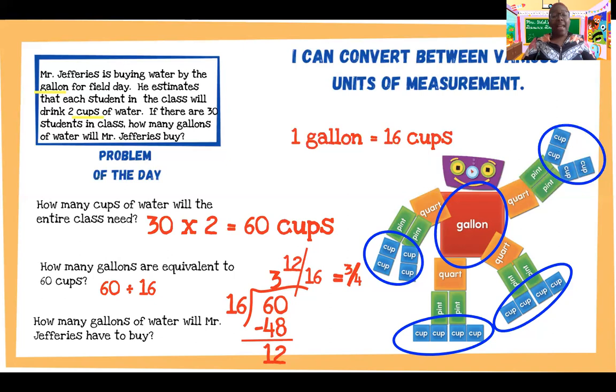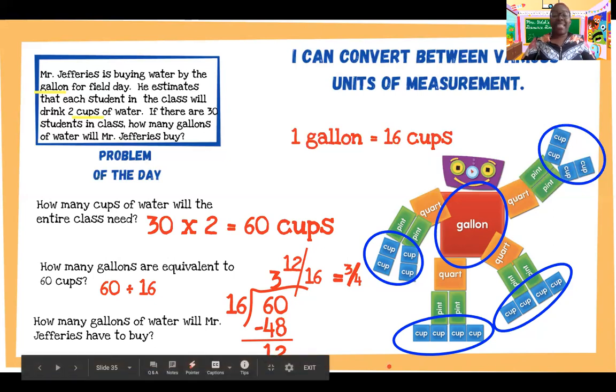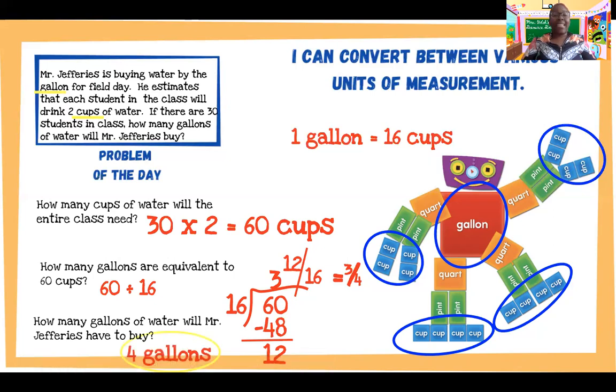No, he cannot. And so we're going to do some rounding here. Which direction do you think we need to round if we want to make sure we have enough water for the entire class? That's right, we'd have to round up. So where would we round 3 and 3/4 to? You guessed it, the nearest whole. And the nearest whole is 4 gallons.